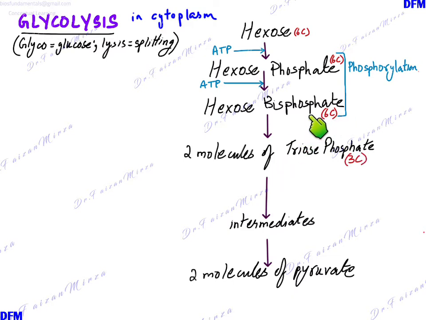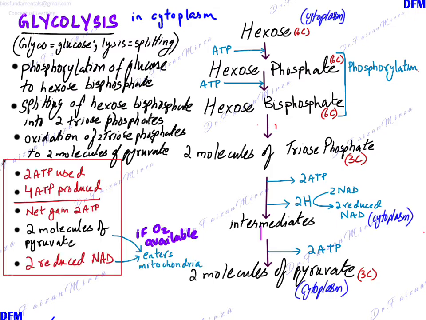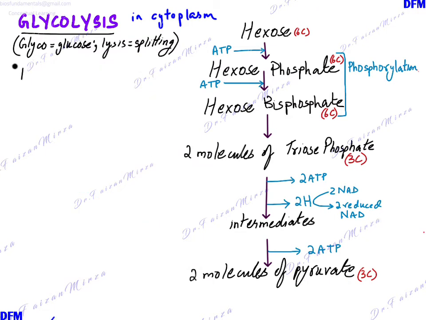The moment hexose bisphosphate is produced, it starts to split into 2 molecules of triose phosphate, which are 3 carbons each. The triose phosphate molecules then turn into intermediates, producing 2 more ATPs by substrate level phosphorylation. 2 hydrogens, not H+, are removed from here and they end up reducing NAD. Intermediates are further converted to molecules of pyruvate. Pyruvate is a 3-carbon compound, and during this, another 2 molecules of ATP are produced by substrate level phosphorylation. So this is how the description of glycolysis goes.